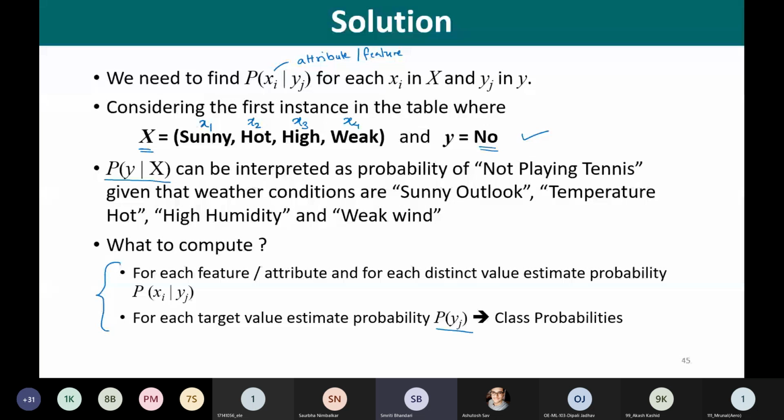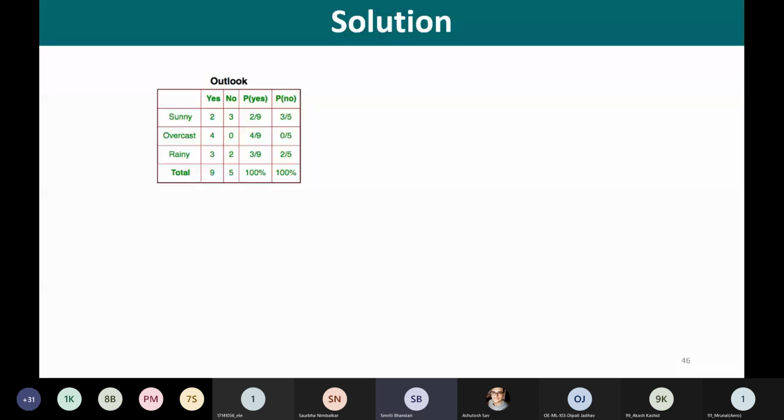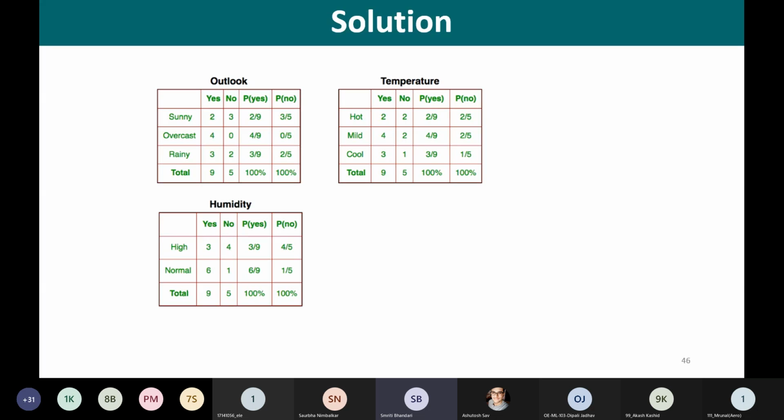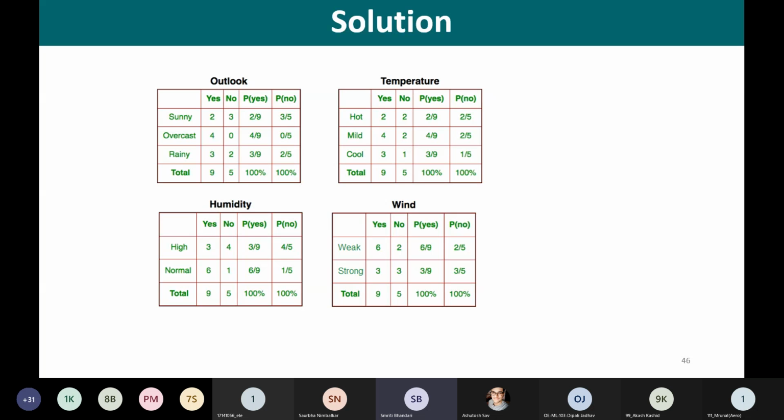We have here 4 tables for 4 attributes. This is the table for attribute outlook. This is the table for attributes temperature, humidity and wind. So how have we computed all those values? Let us see the first attribute, outlook. For outlook, we have 3 distinct values. And what are those 3 distinct values? We have sunny, overcast and rainy. These are the 3 distinct values for outlook.